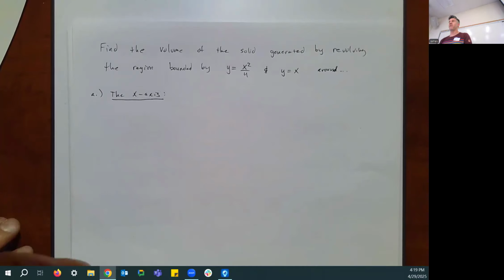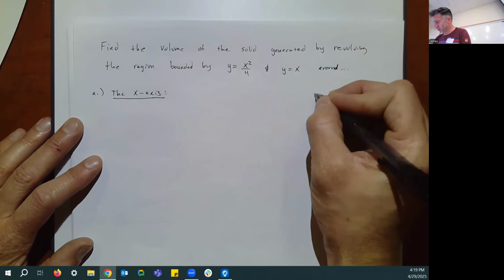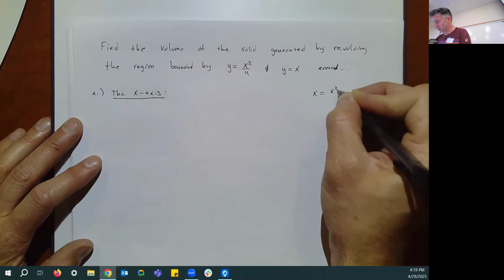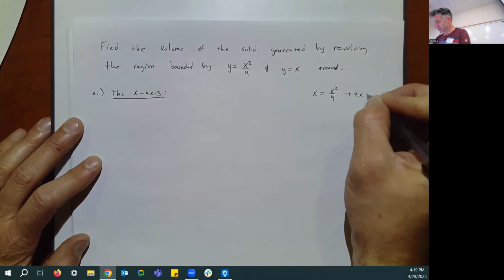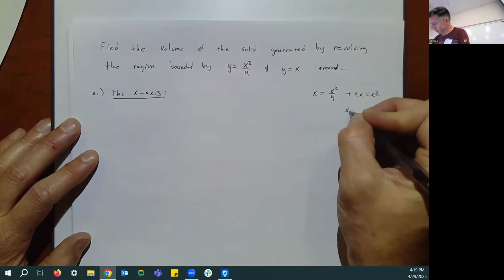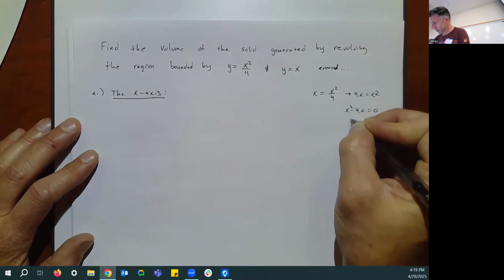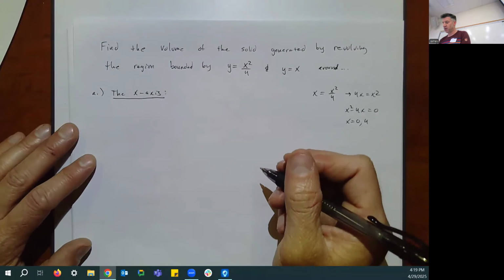So again, it's a good idea for any of these volumes of revolution to draw the picture. It does not have to be perfect, just trying to get a vague idea of what this region looks like. So I would point out that if we set these two things equal to each other, x equal to x squared over 4, multiply both sides by 4, 4x equals x squared, we're going to get x equal to 0 and x equal to 4 again. X squared minus 4x equals 0, so x equals 0 or 4. So those are going to be our limits of integration, probably. Let's draw it, though.